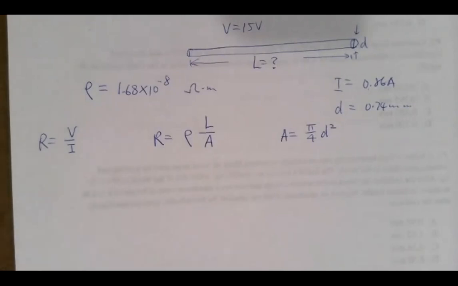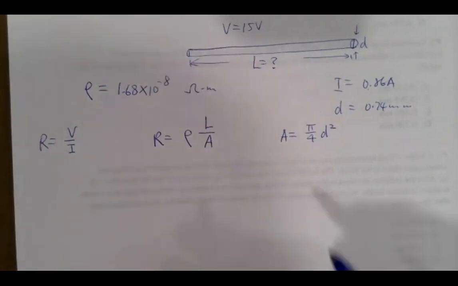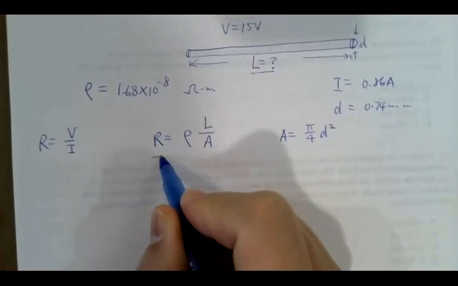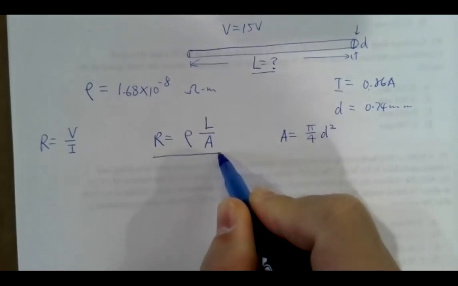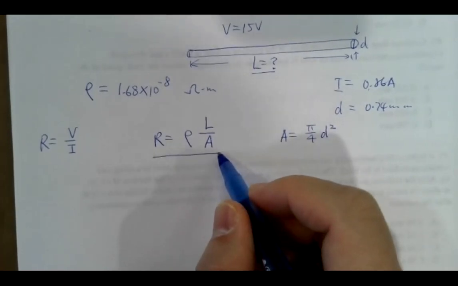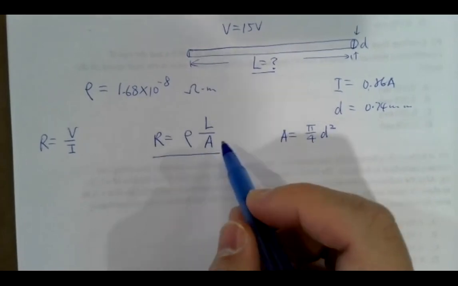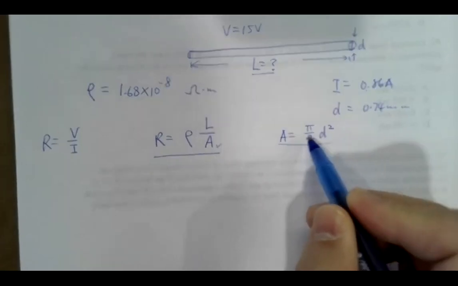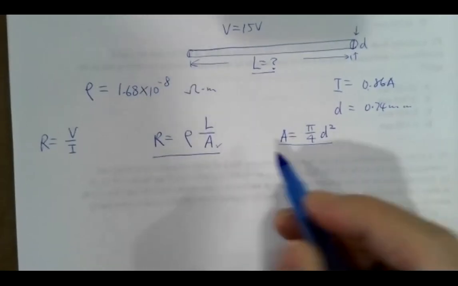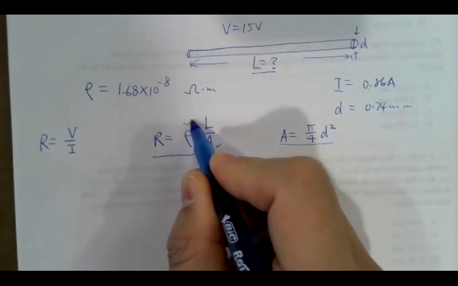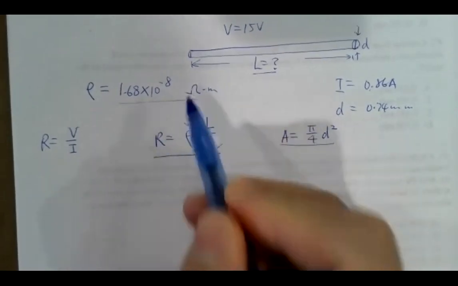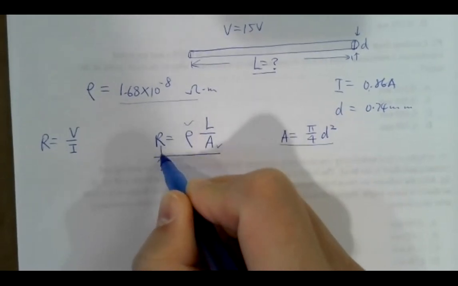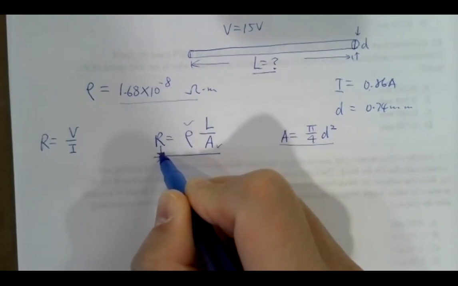All right, let's take a look here. You're looking for L, right? You probably will find that this equation contains L. To solve for L from here, you need to know A. You can calculate A because it gives you D. The rho you already have. Now you need to know R, and you don't have R. So the question is, can you find R?